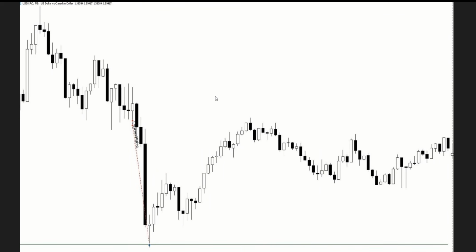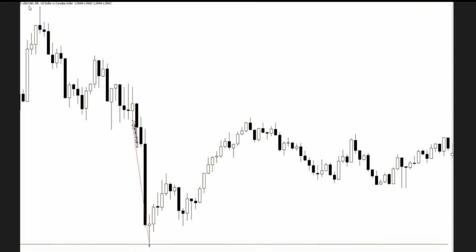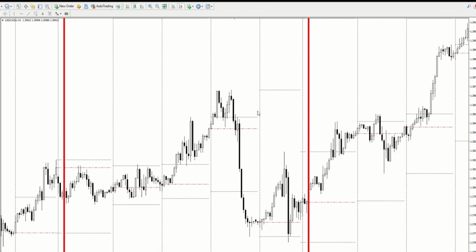And then, if we look at this, this was the 29th, I sold USD CAD. You can see here I sold it up to this point, and that's exactly where they started reversing. Let me show you why I did this. So we are on USD CAD, as you can see, and this is the 29th. I sold it somewhere around here, all the way down.